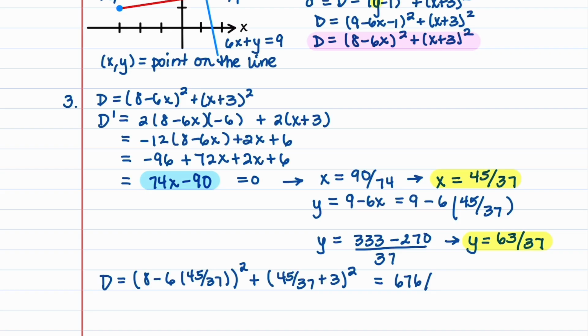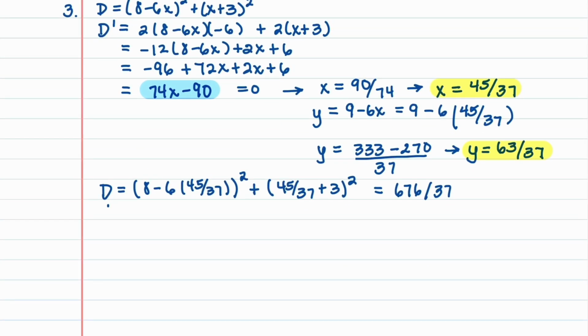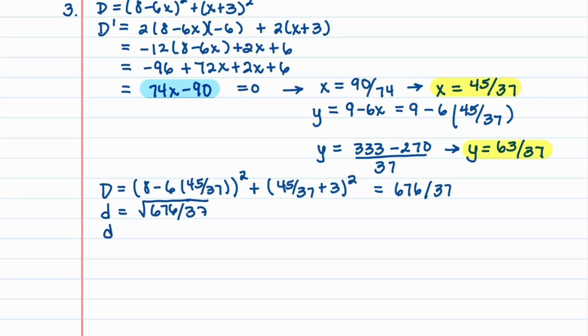676 all divided by 37. So that tells us that our distance little d is the square root of 676 divided by 37. And this gives us that d is 26 divided by the square root of 37. Let's go ahead and highlight that. That is our minimum distance.